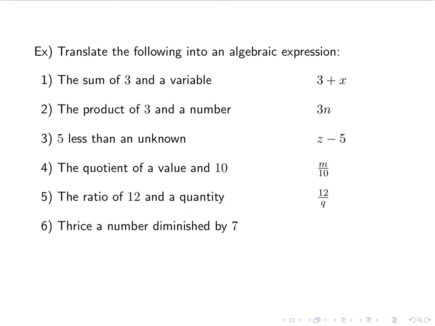Thrice a number, diminished by 7. So now we're getting into where you might have more than one operation. So thrice means I'm going to multiply my number by 3. So 3 times, and whatever I want to call my variable. Diminished by means subtraction, and then 7. So 3x minus 7. I multiply first, and then I subtract 7. 8 greater than an unknown. Greater than means plus. So 8 plus, I'm going to call my unknown u.